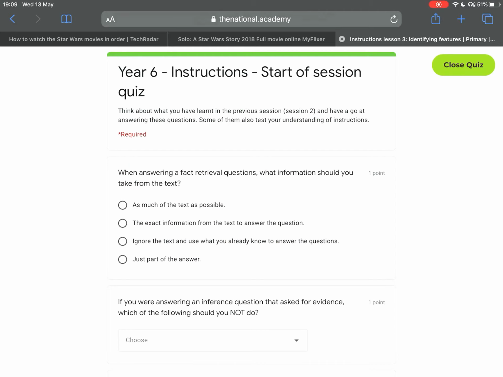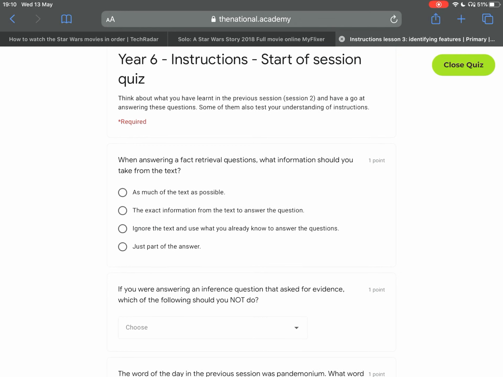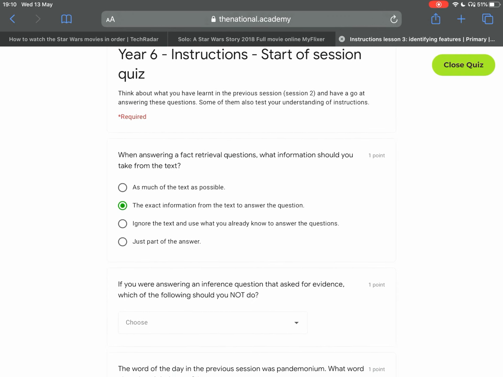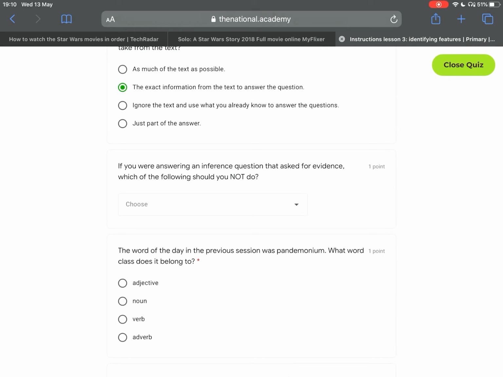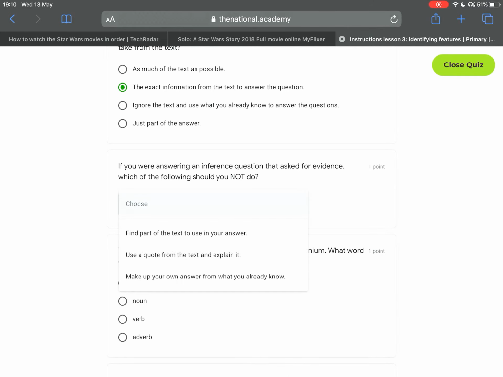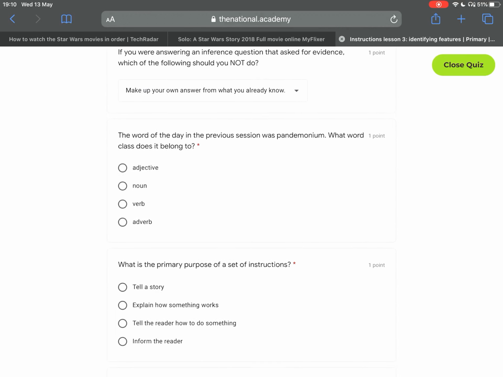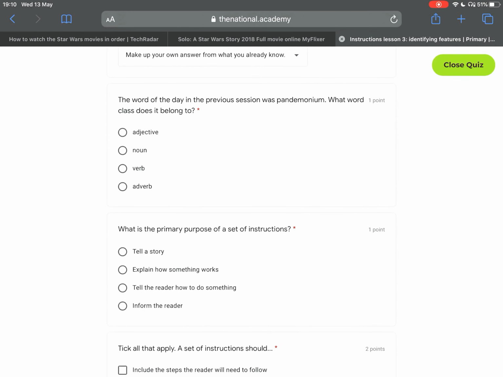So first, of course, you have your introductory quiz. When answering a fact or true question, what information should you take from the text? That would be the exact information from the text to answer the question. If you are answering an inference question that asks for evidence, which of the following should you not do? Make up your answer from what you already know. The word of the day in the previous session was pandemonium. Pandemonium, yes. What word class does it belong to? It would be a noun.